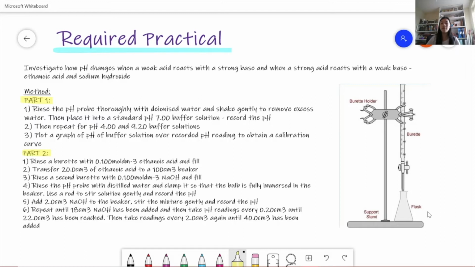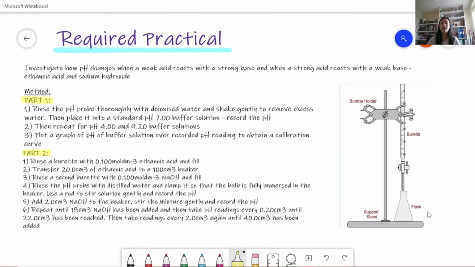So for part one, first thing you do is rinse the pH probe thoroughly with deionized water and shake gently to remove the excess water. And we then place it into a standard pH 7 buffer solution. And then we record the pH, because the pH meter will be close to 7, but it might be slightly off. So we need to record that pH that it's measured. And then we repeat for pH 4 and 9.20 buffer solutions.